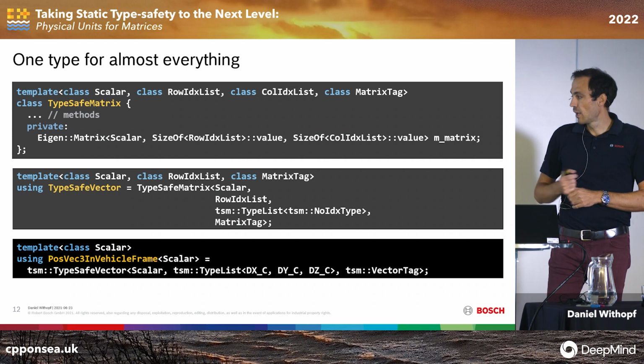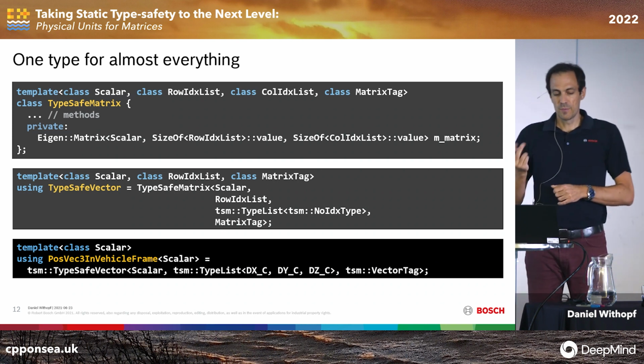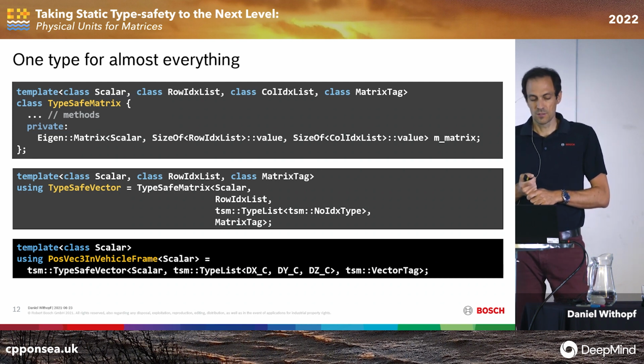And then we have an alias for our first position vector in vehicle frame here. This is a three-dimensional vector that uses the dx, dy, and dz indices that I showed earlier and specifies the vector tag. So this would be a point or position vector in vehicle frame.